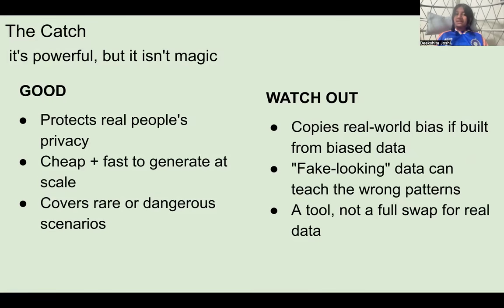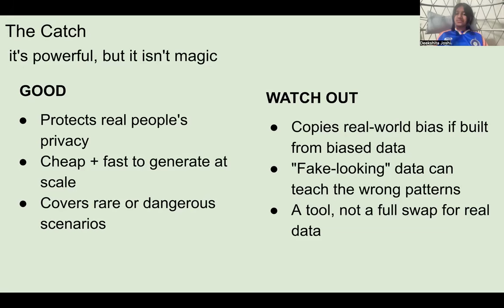But watch out, because if the algorithm that makes synthetic data was trained on biased real world data, that bias doesn't just disappear. It gets copied into the fake data too. Garbage in, garbage out. There's also a risk that fake data can look close enough to real data, but still be really subtly wrong. And if an AI trains hard on those small wrongnesses, it can end up learning patterns that don't hold up in the real world.